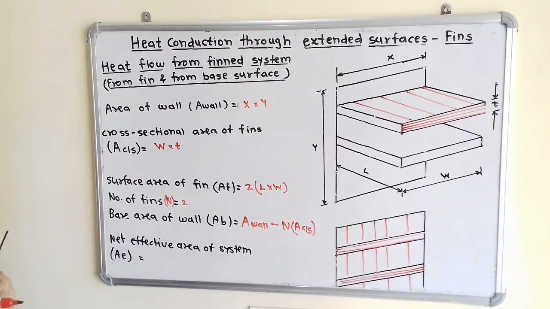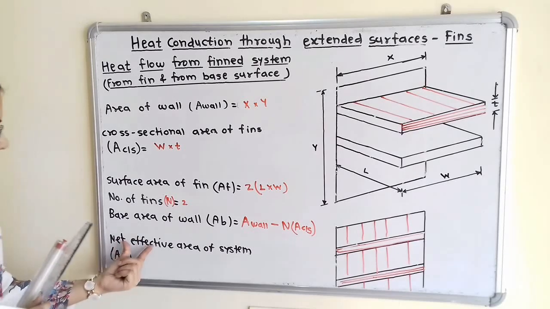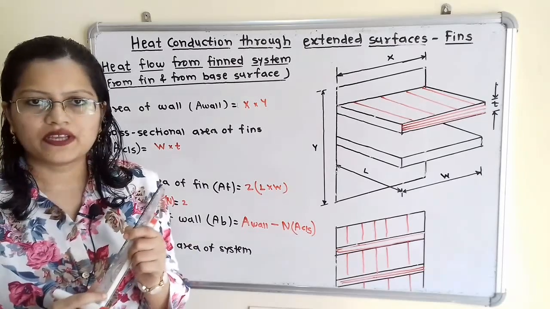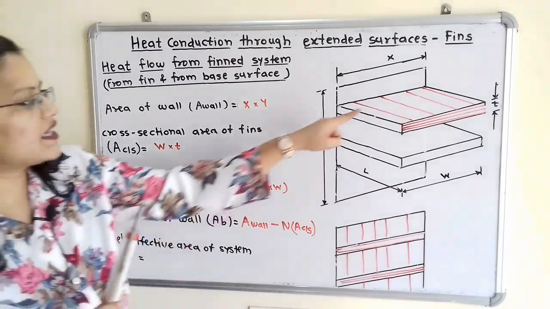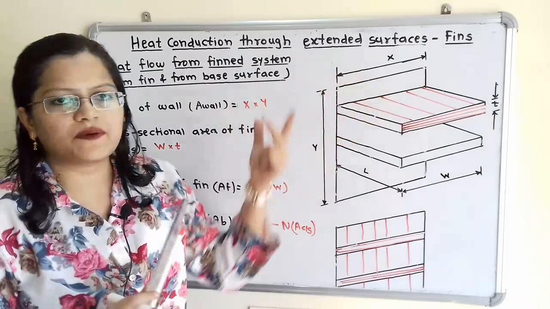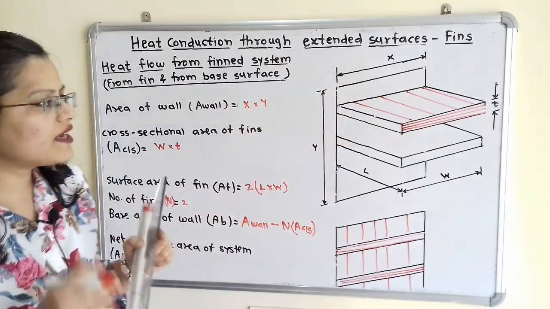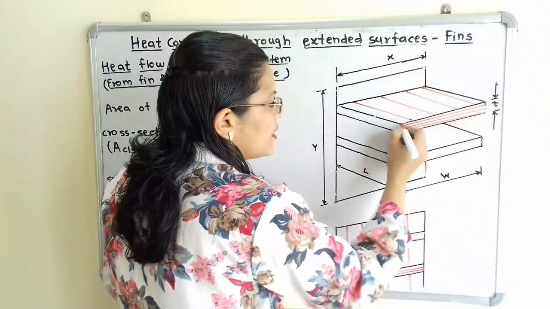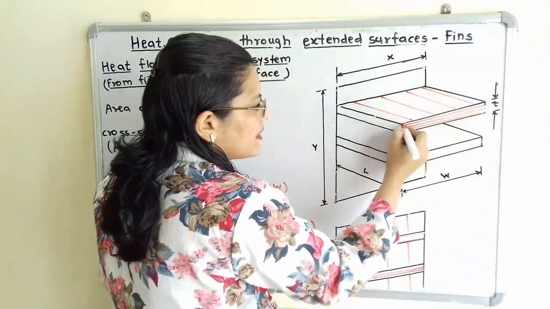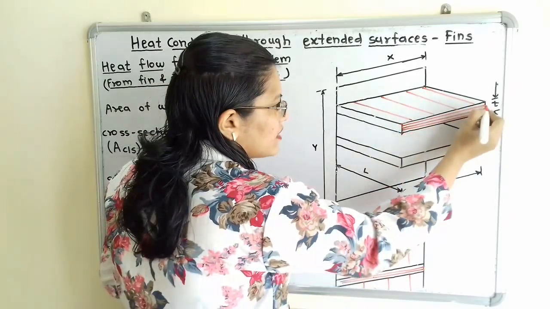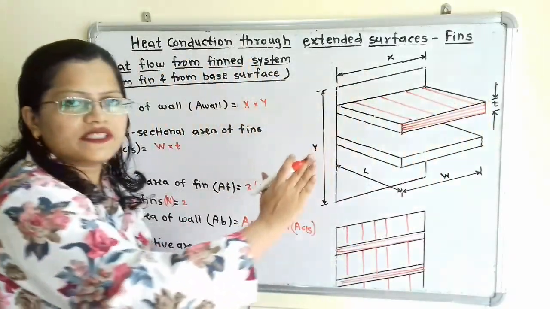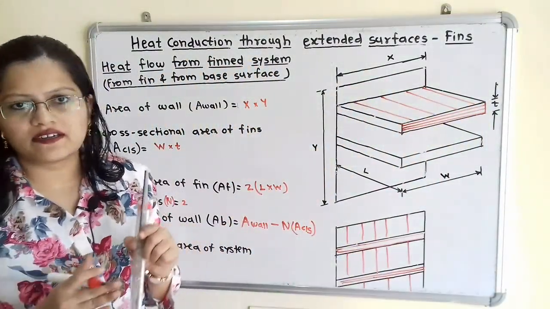For that we have to consider here the fin efficiency, that is eta, and the net effective area. What is the meaning of effective area? Effective area means the area for which the heat transfer process is taking place. Now we will consider that the cross sectional area of this fin is insulated at its end. That means heat is not getting transferred from the end of these fins.